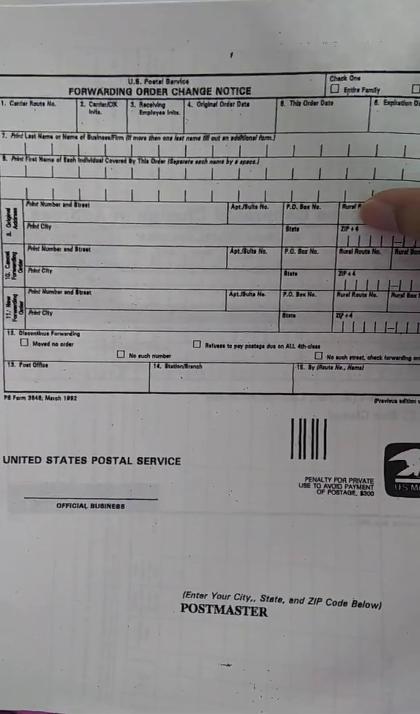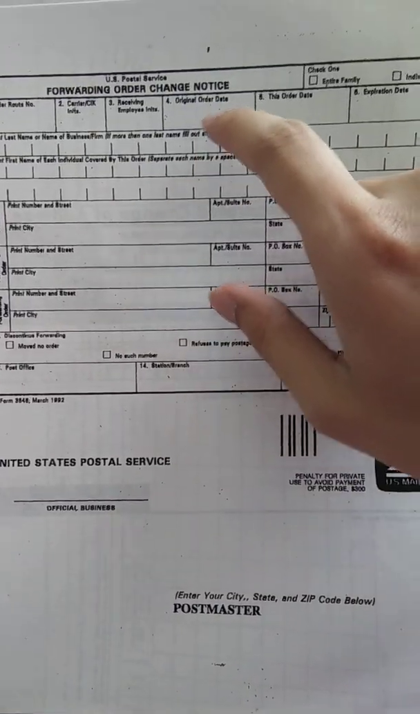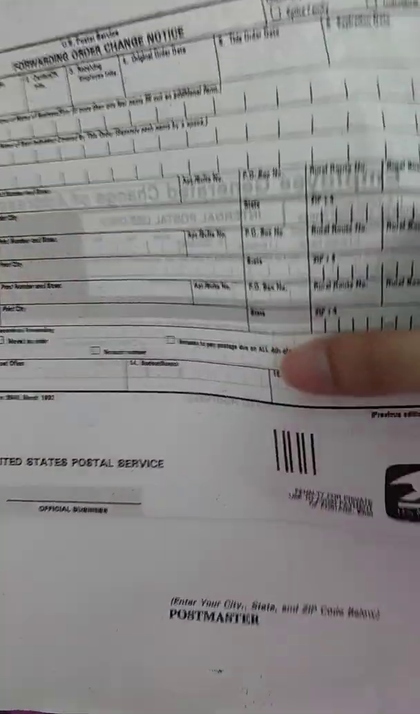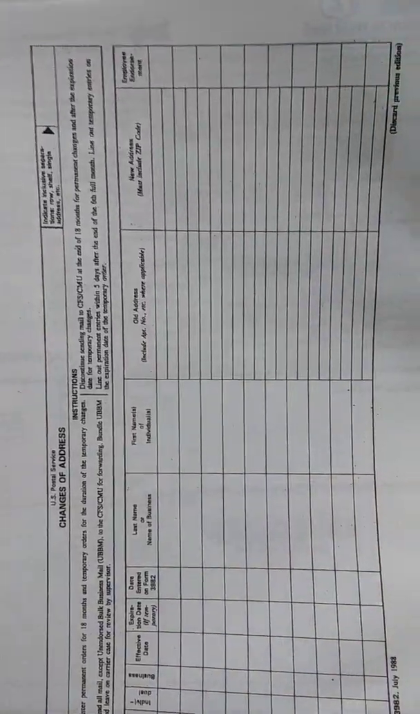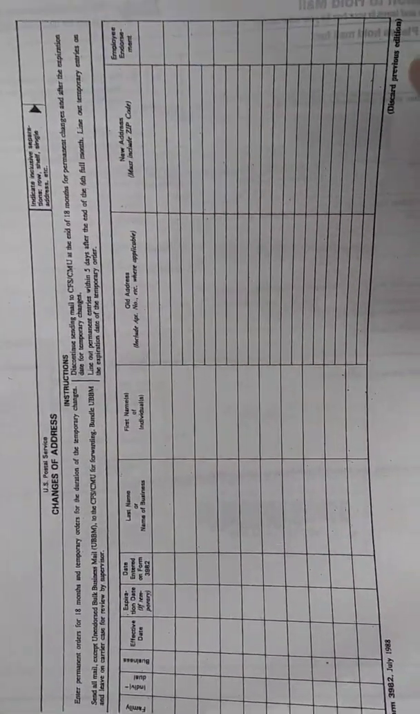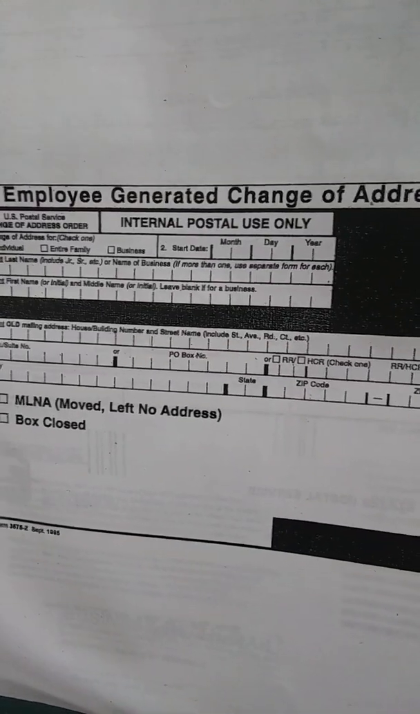This is the forward order change notice. It says send mail from this route to another route if they don't want it. Let's say Rockville, Maryland, and then they want to switch all the way to Las Vegas, Nevada. Employee change of address.